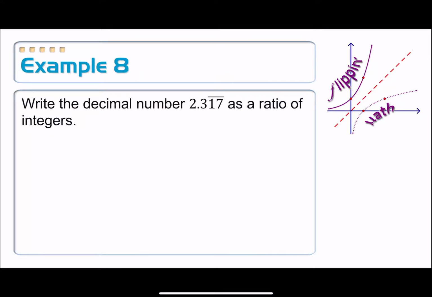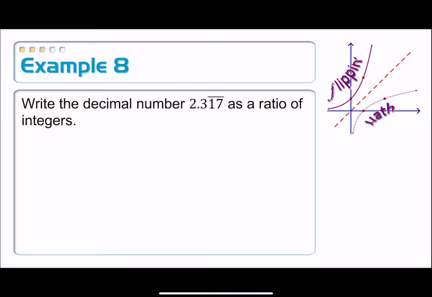Example 8 basically references the warm-up exercise that we started the whole entire lesson with. And that particular question implied that whenever we have a repeating decimal or a non-terminating decimal, it's basically a series in disguise. All right, and we're going to see that play out in this particular example.